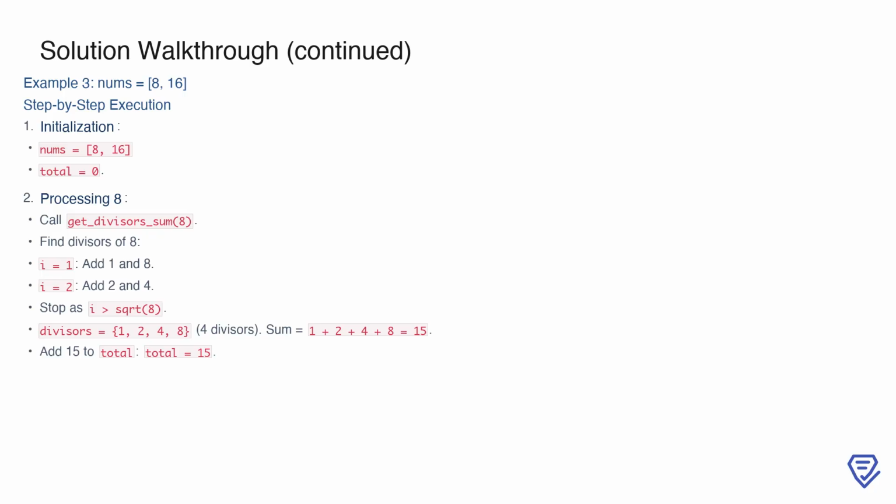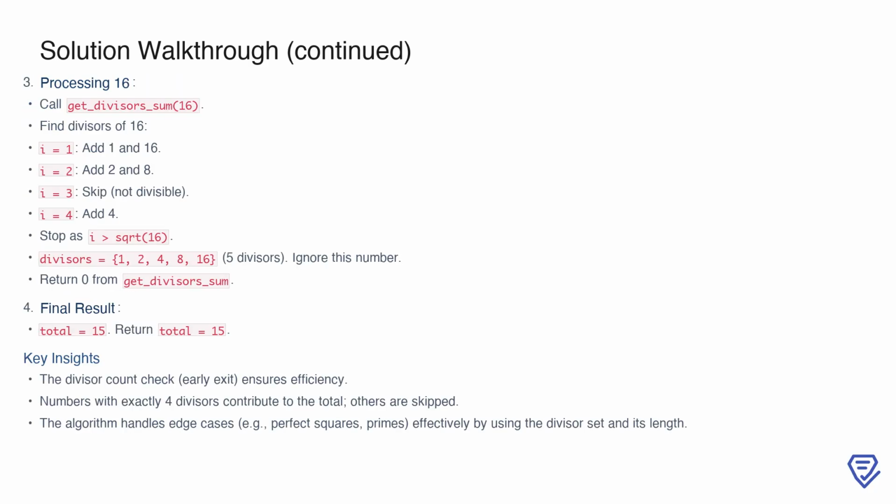Adding this to total updates it to 15. Now we process the number 16. Calling get_divisors_sum, we check divisors up to the square root of 16. For i equals 1, we add 1 and 16. For i equals 2, we add 2 and 8.